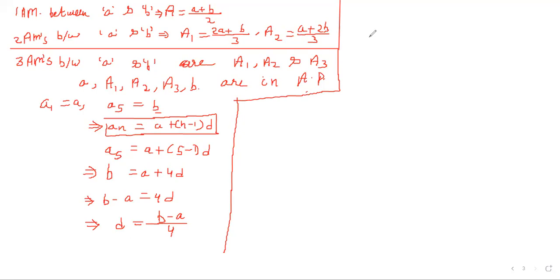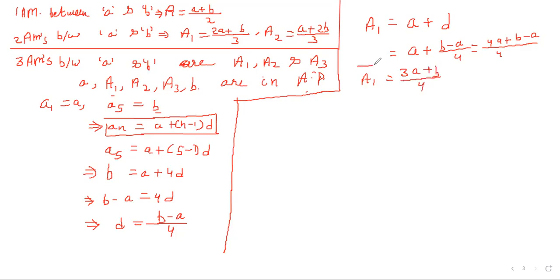So this is the common difference. Now we can find A1. A1, which is the second term of this AP, is obtained when we add common difference to the first term. First term is A, and the common difference we know is (B minus A) upon 4. So when we take LCM as 4, it is (4A plus B minus A). So the first term A1 is (4A minus A), 3A plus B upon 4.